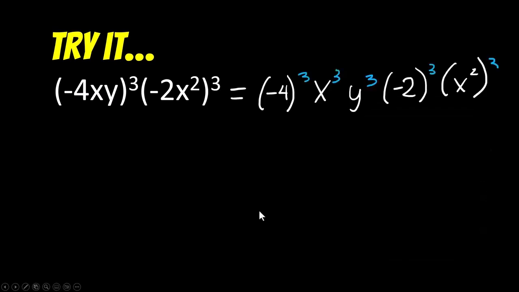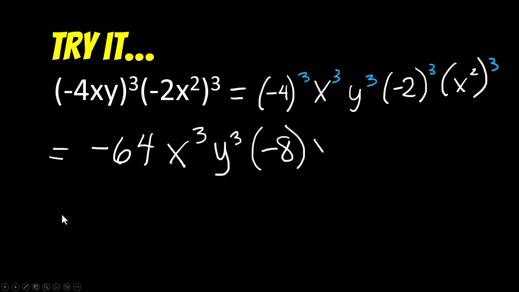All right, everything getting raised to the third power in the first parentheses, but also in the second. So the -4 gets raised to the third power, the x gets raised to the third power, the y gets raised to the third power. The -2 gets raised to the third power, and the x squared gets raised to the third power. Let's just do these one thing at a time. I know it looks confusing when you look at it all together. Don't do that. It's just one thing at a time.